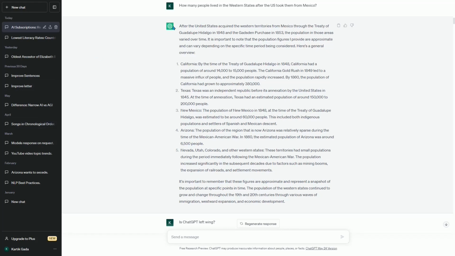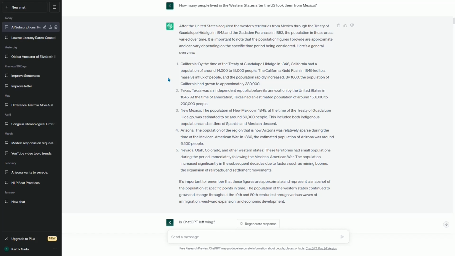And the first one is, how many people lived in the western states of the United States, of course, after the U.S. took them from Mexico? So this happened in 1848, the Treaty of Guadalupe Hidalgo, and this is the detailed answer that ChatGPT delivered. The Gadsden Purchase in 1853 was another noteworthy event, but it includes a state-by-state list that is quite useful in telling us what that region was like at this time.